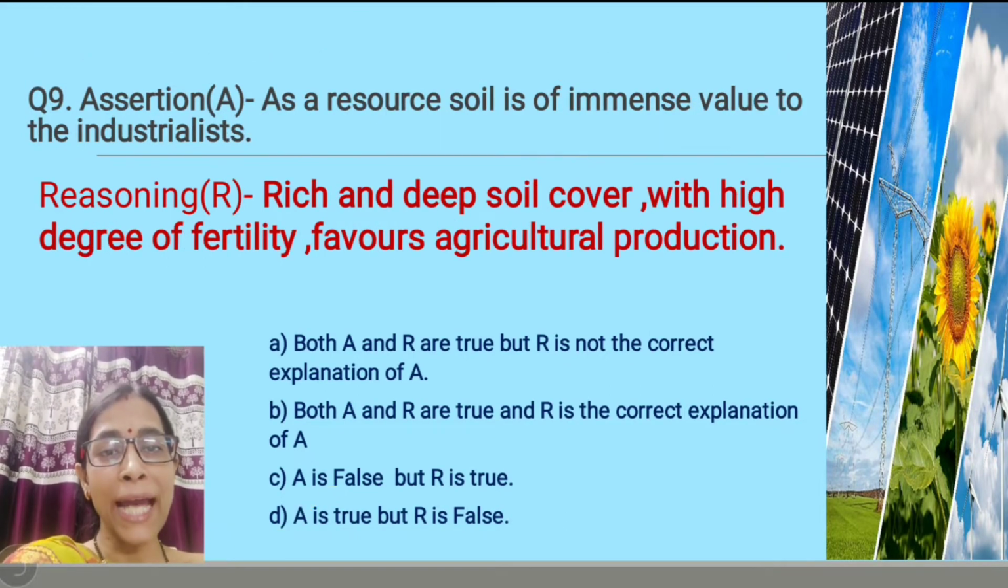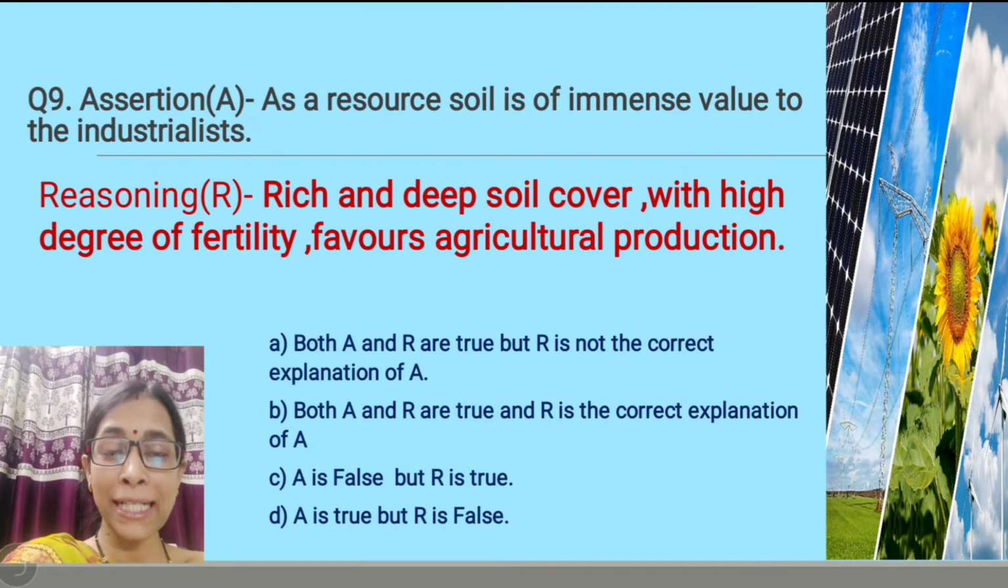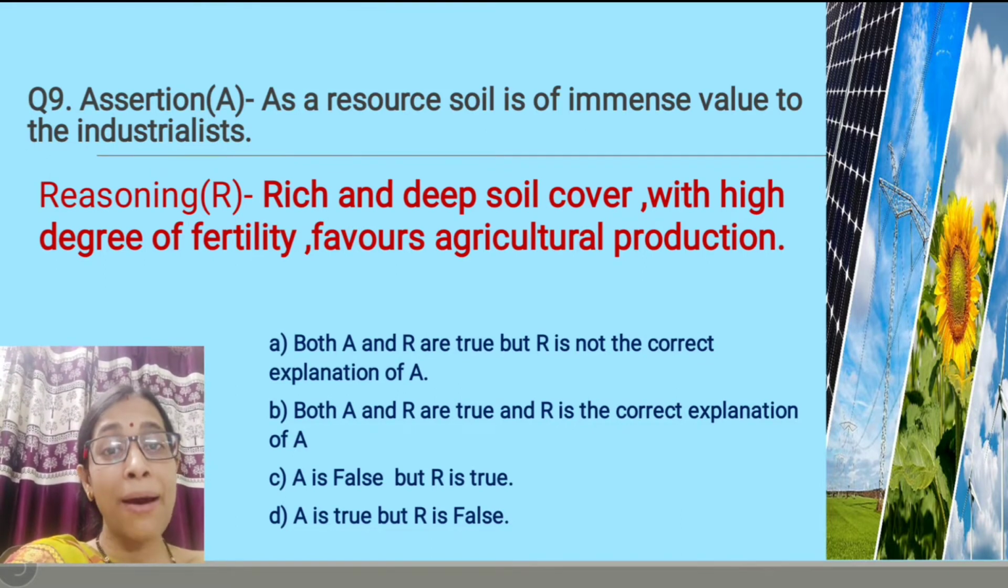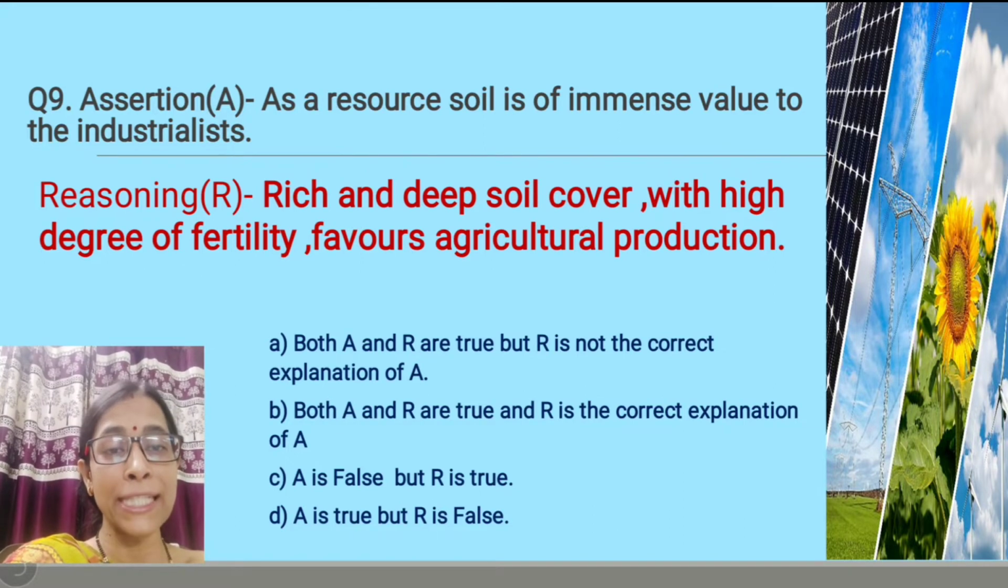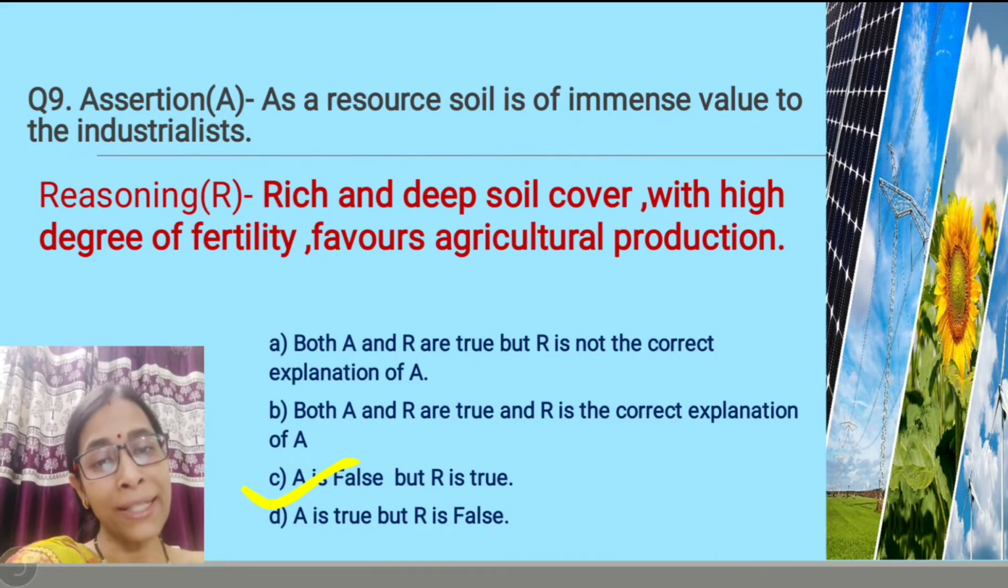Then question number 9. Assertion is given here, as a resource, soil is of immense value to the industrialist. I hope all of you know, you have studied in the chapter, soil is of immense value to the farmers. Reasoning is given here, rich and deep soil cover with high degree of fertility favors agricultural production. Definitely this reasoning is correct. So here the correct answer is A is false, but R is true.